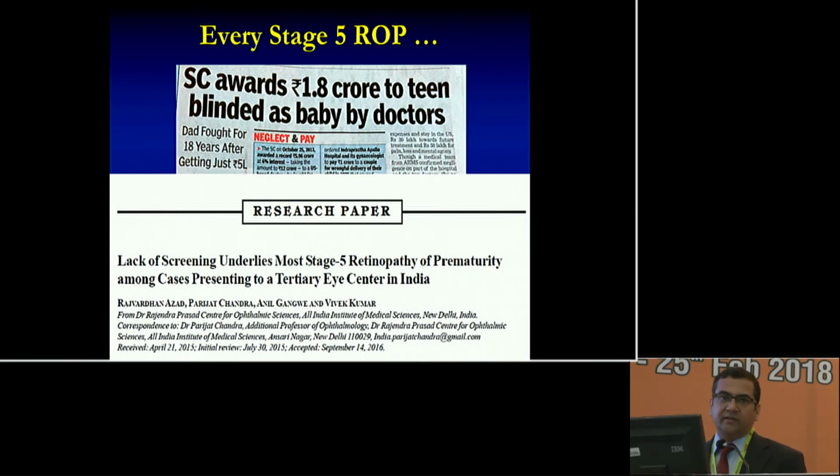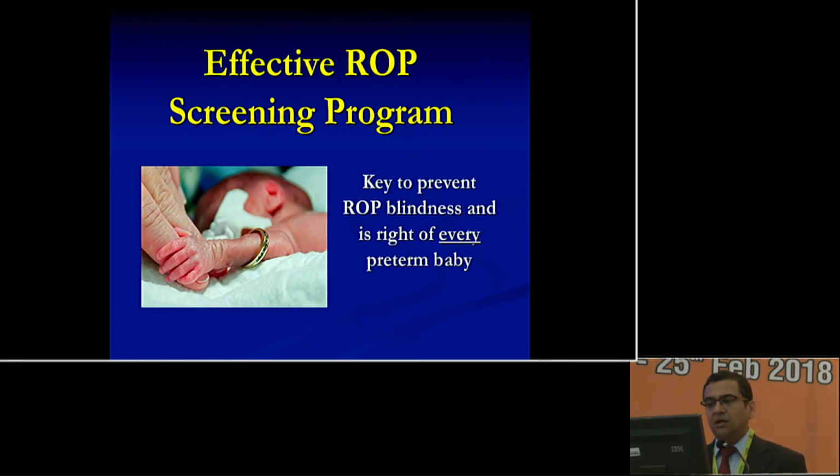And it's not a new disease, it's been around for decades. There are clear-cut national and international guidelines for screening and treating ROP. And if we don't screen and treat ROP in today's day and age, then these babies are going to go blind, and it's going to lead to these medico-legal cases. So I conclude by saying that an effective ROP screening program is the key to prevent ROP blindness and the right of possibly every preterm baby which is born in the world. Thank you so much.